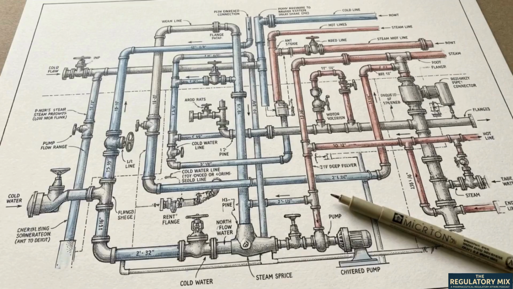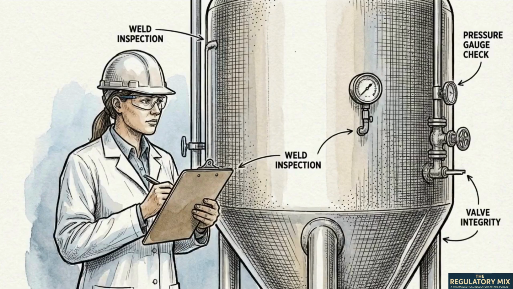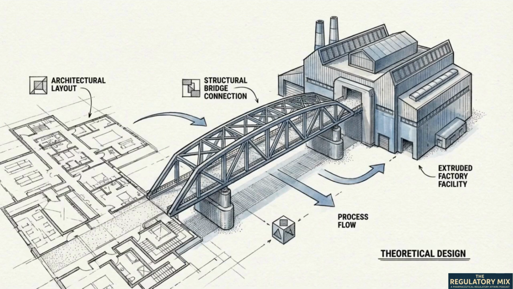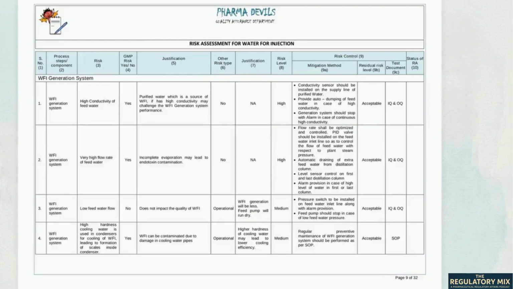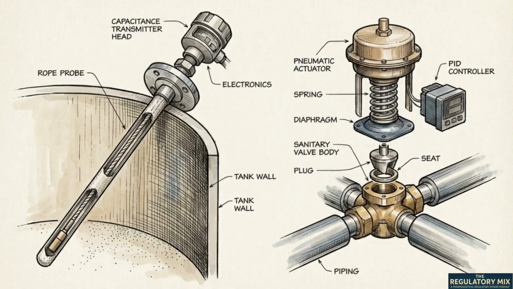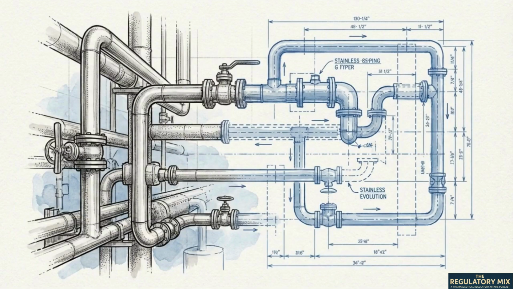Designing the hardware is only half the process. In pharma, a risk mitigation strategy is legally invalid until it is proven to work under real-world conditions. This is the function of the final column of the risk assessment table, the test document. This column bridges the gap between theoretical engineering and operational reality. Specific physical components are tied directly to specific validation protocols, starting with IQ or installation qualification. IQ is the physical audit that proves the specified hardware, like the capacitance probe or the PID valve, is actually installed in the facility exactly as it was drawn on the blueprints.